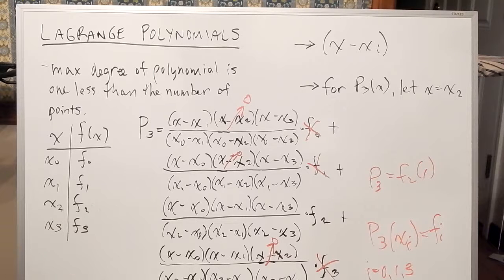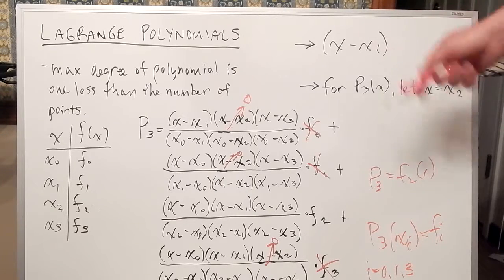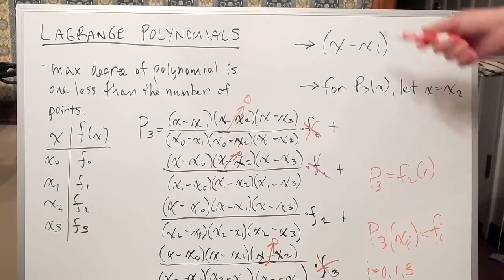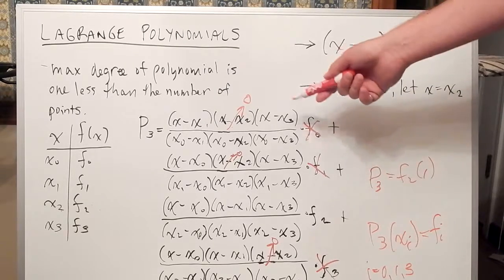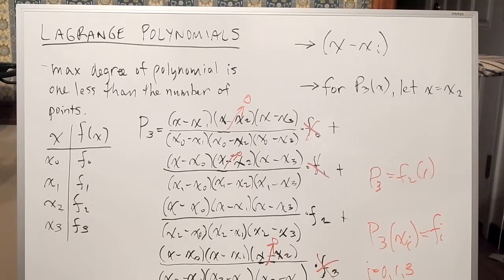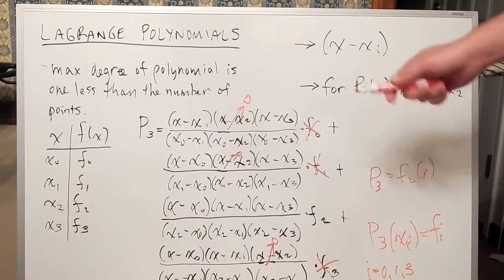Now this was a third degree polynomial with 4 points, but if you're trying to do a first degree polynomial between 2 points, or a second degree polynomial of 3 points, everything breaks down the same way. The theory works the same for the way you work out your terms and the way that you deal with the numerator and the denominator.